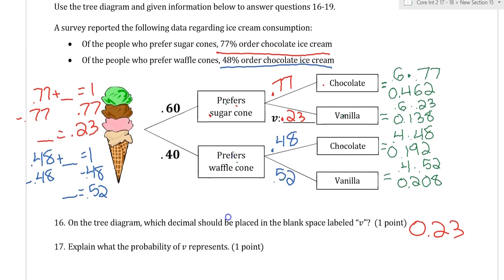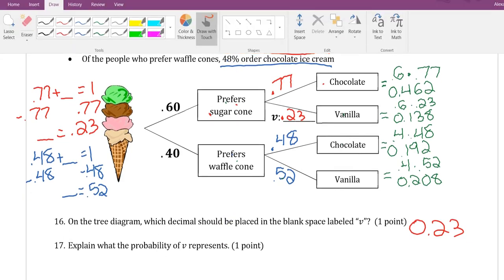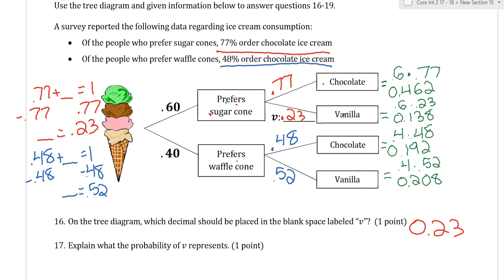Okay. Remember, let's look back at this. We have our 3 different sections. This is our simple probability of A, where this shows us what A is. This is our given probability, B given A. This shows us what B is, and this is our AND probability. Okay. So V is the probability of B given A. B is ordering chocolate, down here, ordering vanilla, given you prefer a sugar cone.